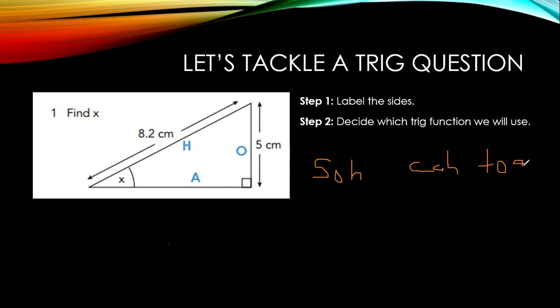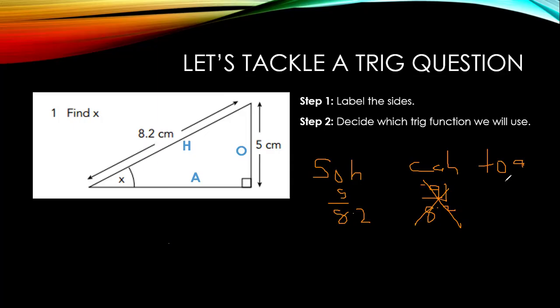Okay, so we know that the sine is opposite over hypotenuse. So do we have the opposite? Yes, we have opposite. So opposite is 5 over hypotenuse. We have hypotenuse 8.2. So we are definitely going to use that. Cos, do we have adjacent? Adjacent, we don't have adjacent. So we can't write anything there. Hypotenuse, we have hypotenuse. So 8.2. So we can't use this because we don't have the adjacent, the top one.